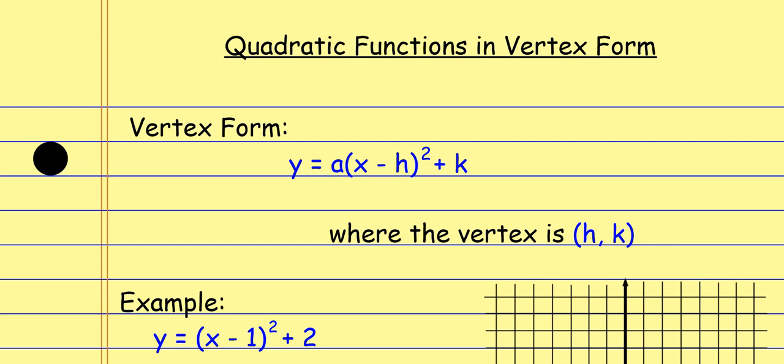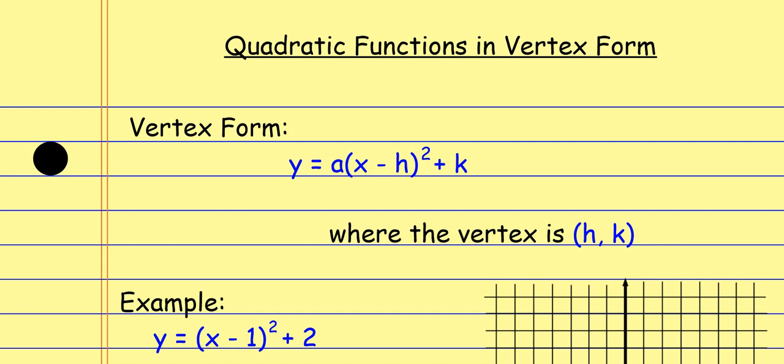And if you recall, when we're graphing a quadratic, it makes that U-shaped curve called a parabola. And the most important point on that parabola is the vertex. And so vertex form is nice because it basically gives us the vertex. So it's y equals a times x minus h squared plus k, where (h, k) is the vertex.